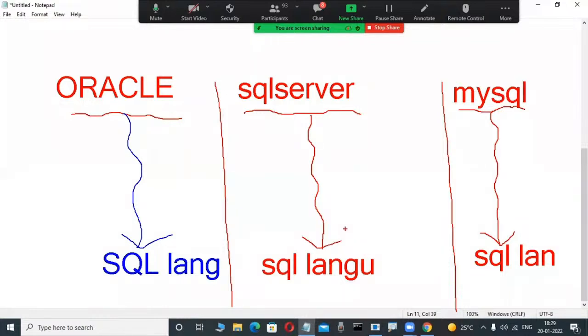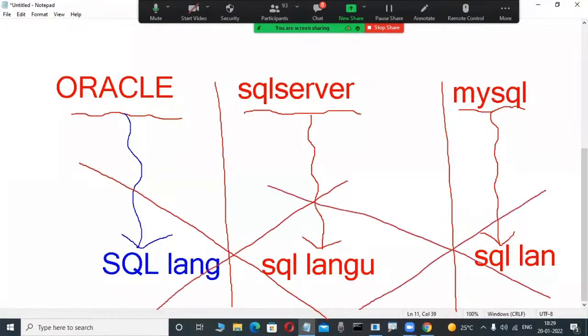Easy. Maybe some technical persons in our class are saying it. Are all these SQL languages the same or different? Very good. In our class, so many fellows are saying they're the same. That is 100% wrong. All these SQL languages are different, not the same.